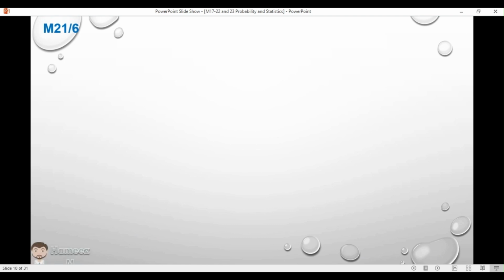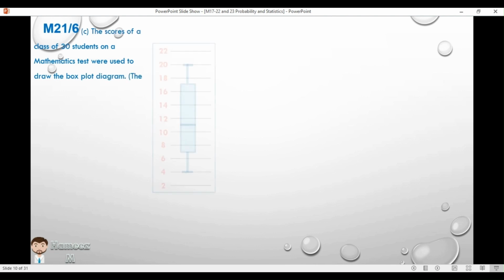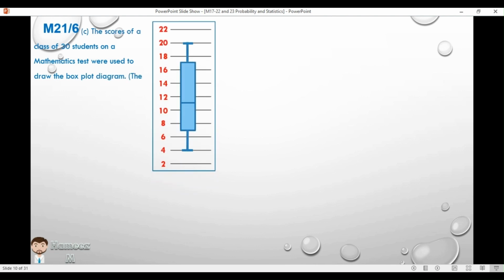May 2021, number 6, part C. The scores of a class of 30 students on a mathematics test were used to draw the box plot diagram. And we can see it brought up here. The minimum being 4, straight up to the maximum being 20. The total score possible is 20 marks.